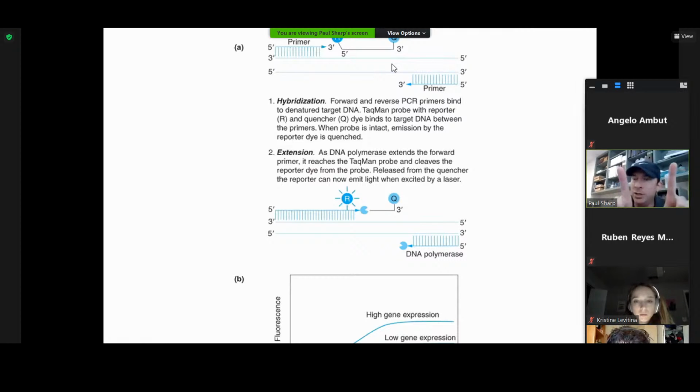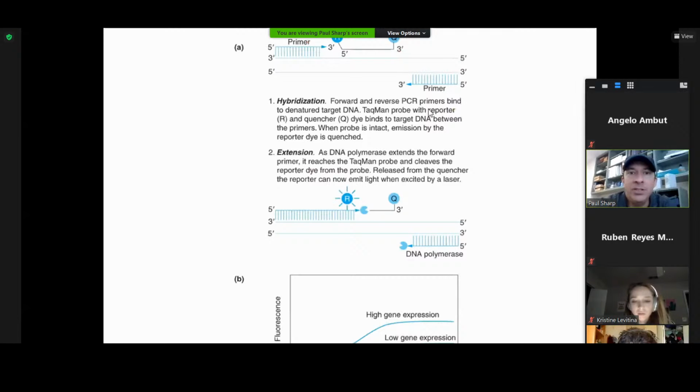So we've got to denature the strands. We're going to go back to an annealing temperature, and at our annealing temperature, this is where our forward and reverse primer are going to bind. And right over here, your quencher is going to bind too. And when you do your elongation step, or your extension step, your Taq polymerase is going to plow through the TaqMan probe, releasing the reporter from the quencher.